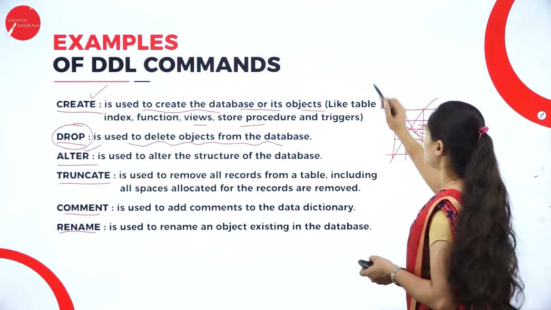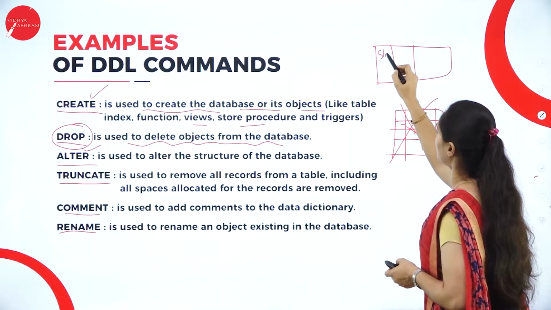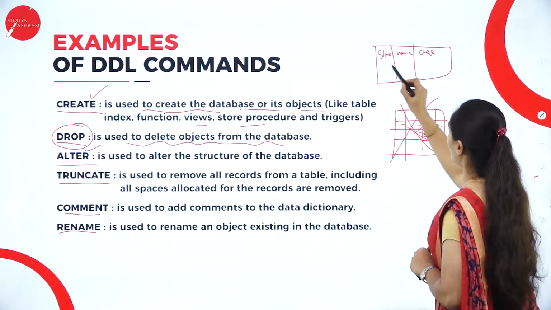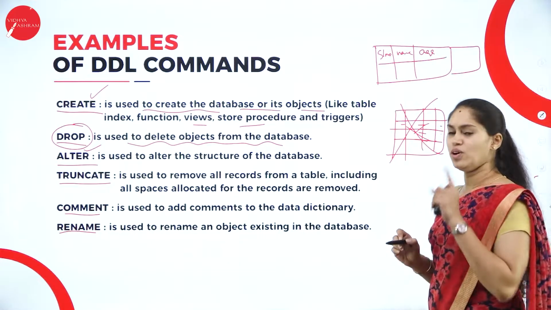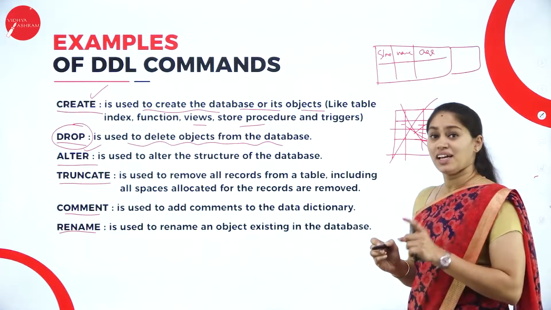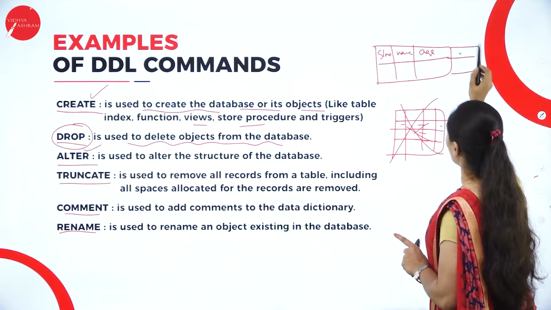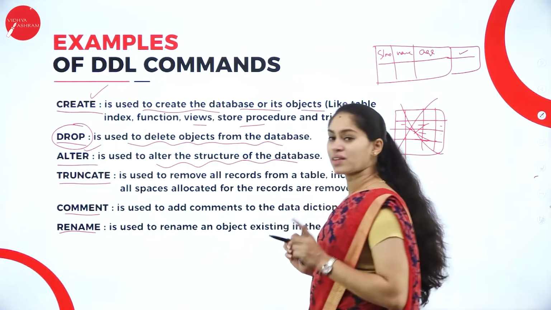Next we have alter. For example, imagine I have a table called student. In that I have a serial number or student number, a name and an age. But I forgot to specify its course. At that time I can use this alter command in order to alter the schema of a database. That is the reason we use this alter command, to alter the structure of the database.